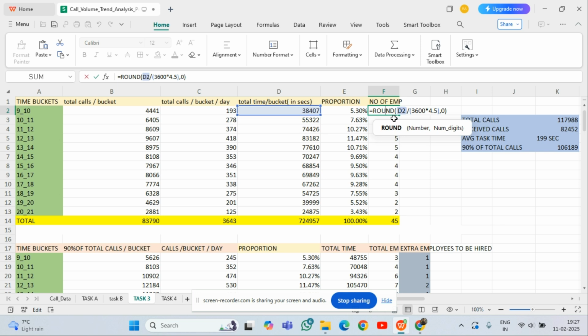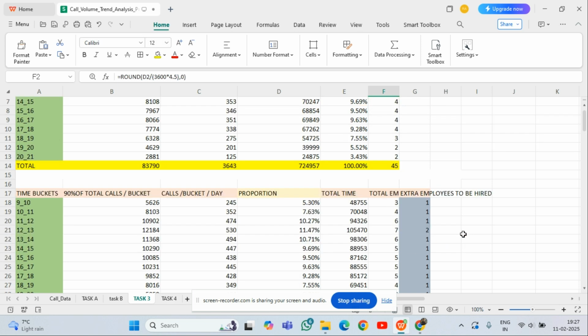So here is the formula you will have to use. I have used the round formula here because it will round up to the nearest decimal possible. This is the formula: D2 divided by 3600 into 4.5, comma 0. So this is the number of employees that we will get.